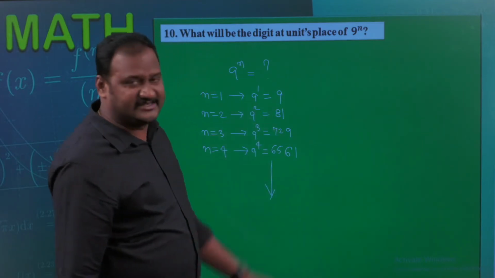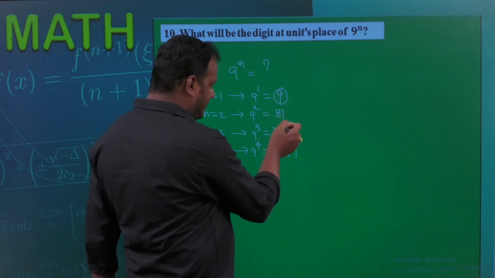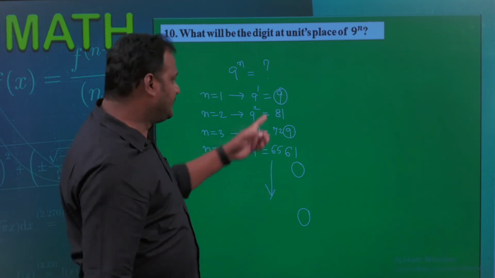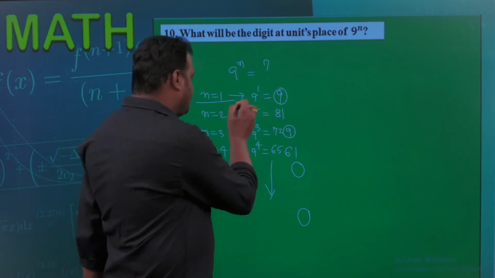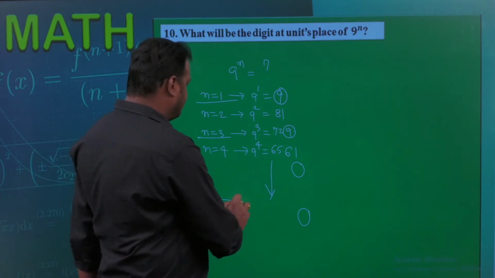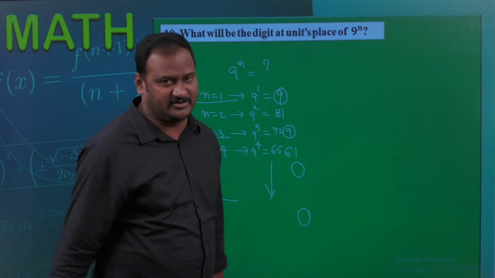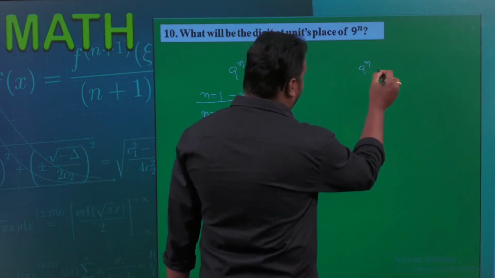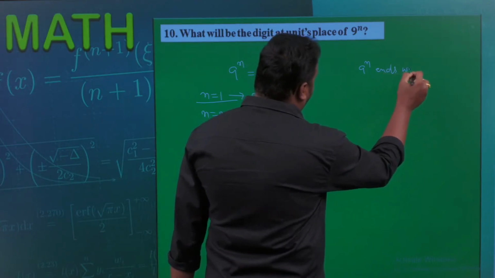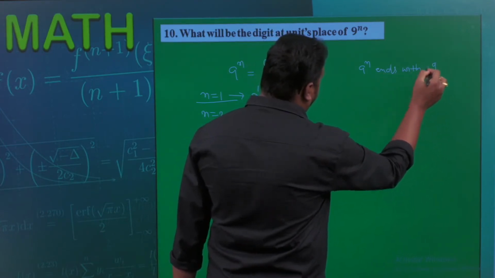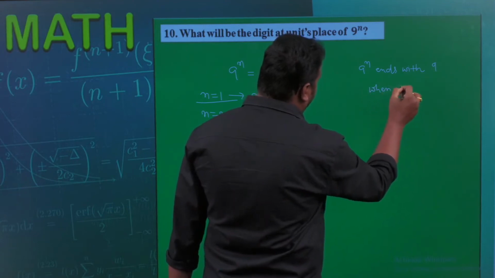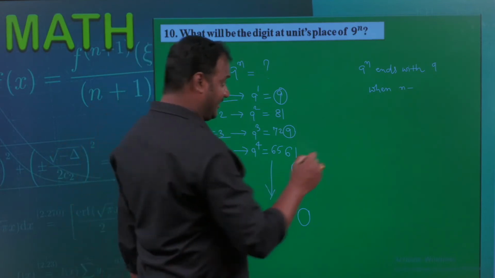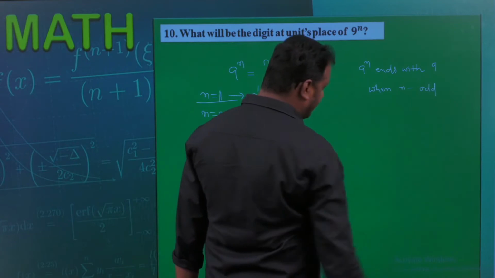See what the units digits are here. Here the unit digit is 9, here 1, here 9 again, again here 9. It means the unit digit is equal to 9 when n is equal to 1, or n is equal to 3, or n is equal to 5, or n is equal to 7, or n is equal to 9, and so on. It means 9 power n ends with 9 when n is an odd number.